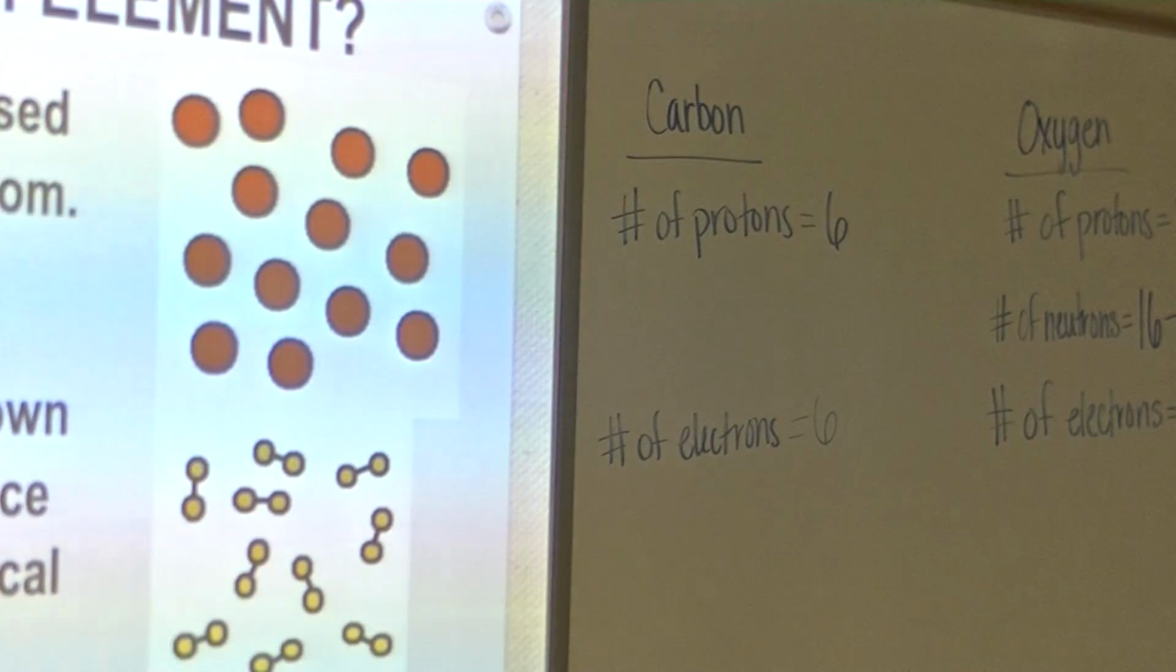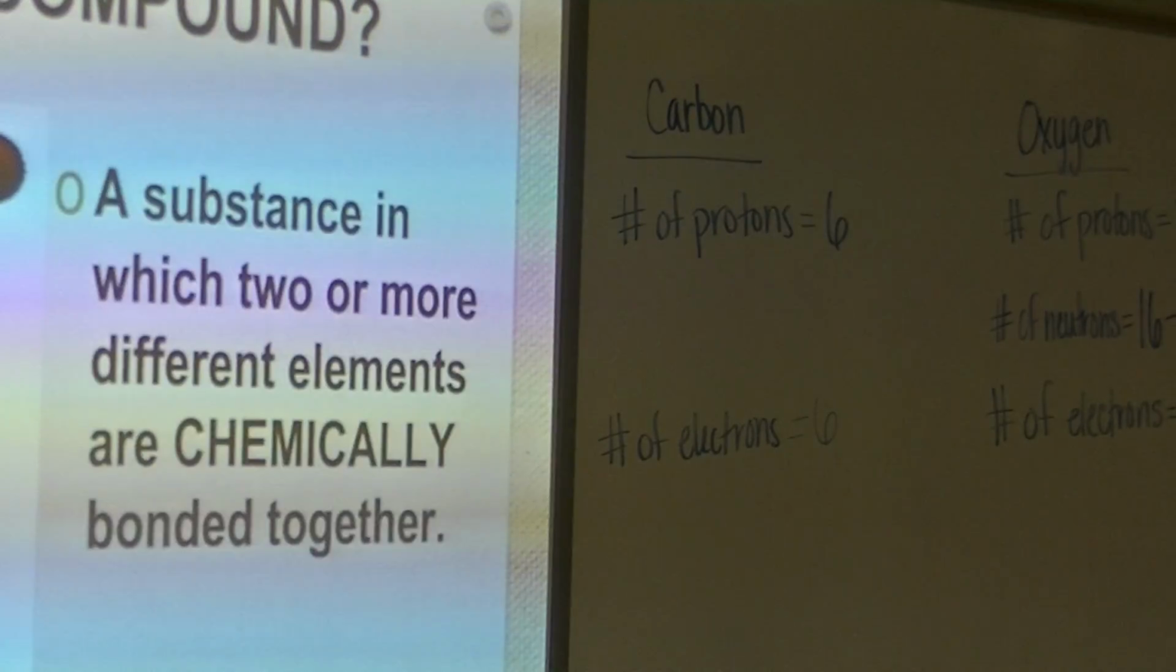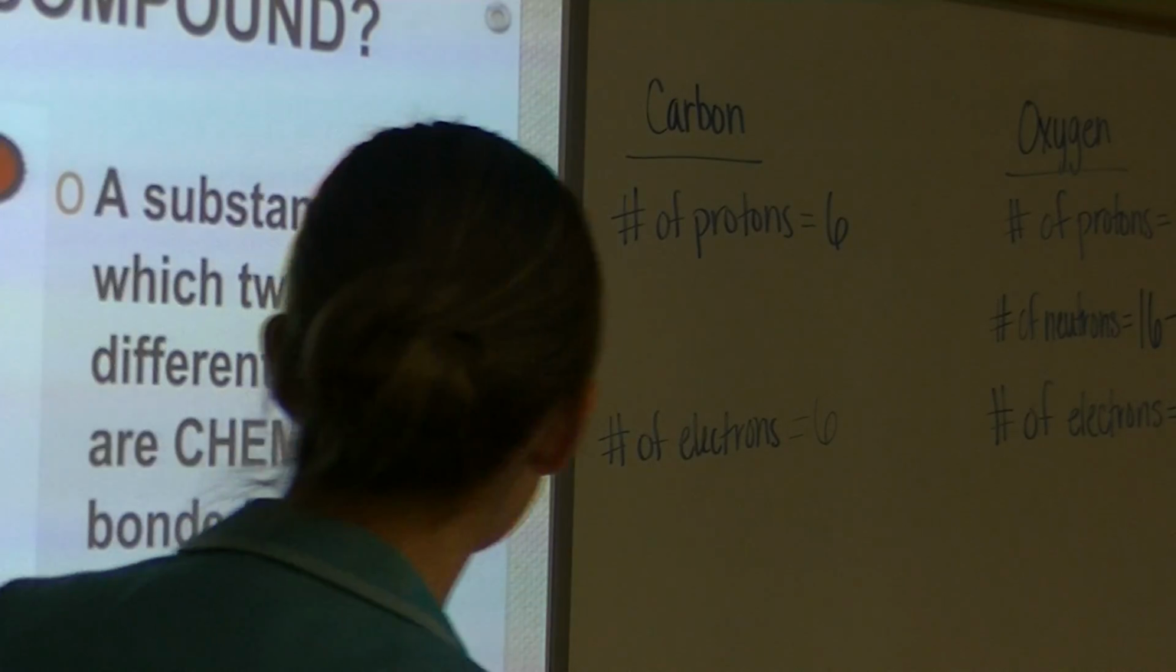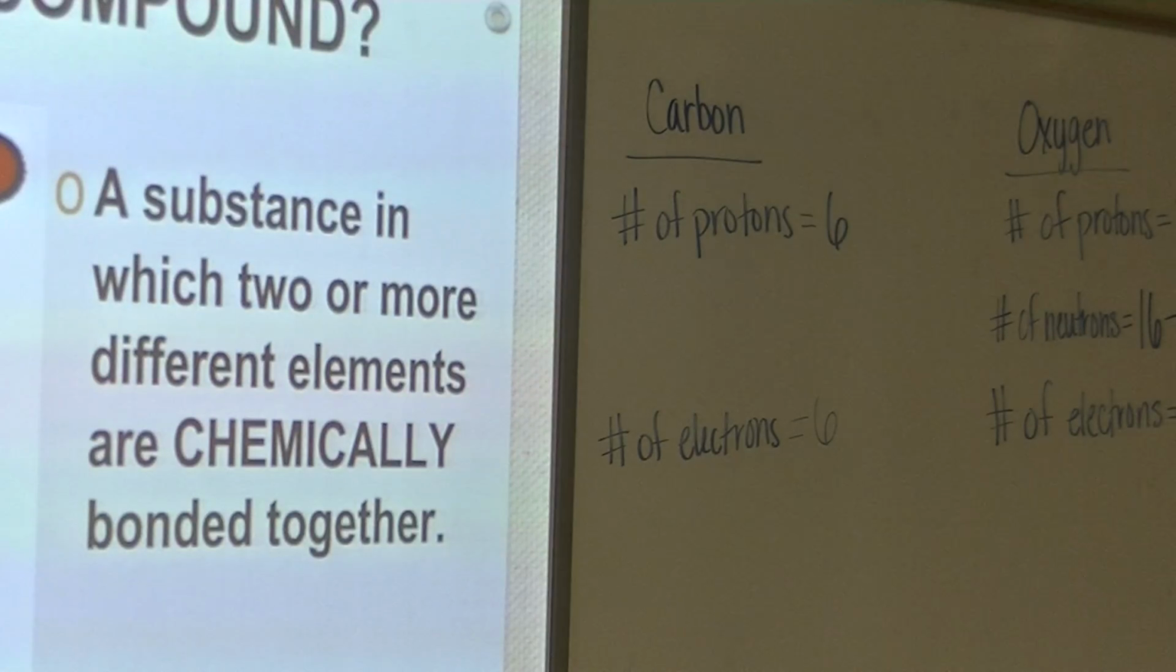Alright, so then after elements, we have compounds, which are the elements combining. So a compound is a substance in which two or more different elements, you'll notice it says different elements, right? In the last picture I showed you, there were two atoms, but it was the same element. Now we've got two or more different elements that are chemically bonded together. So that blank on your notes is chemically.